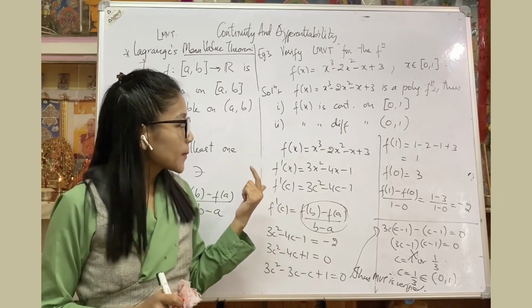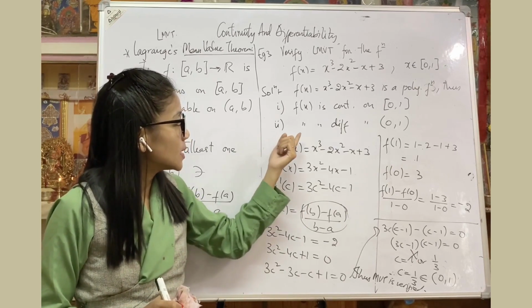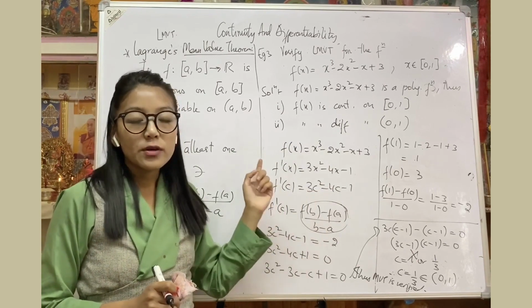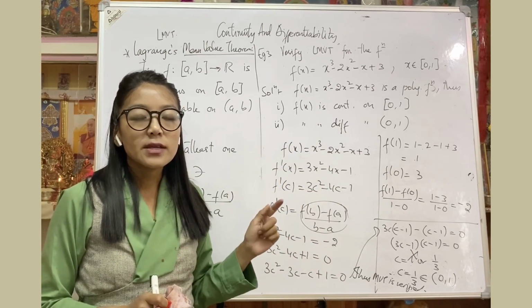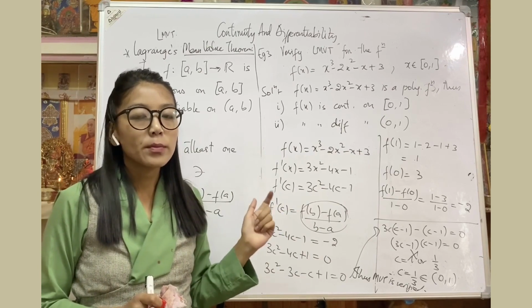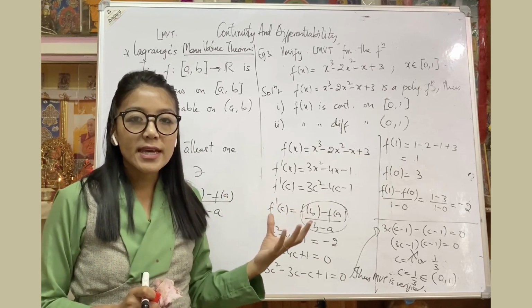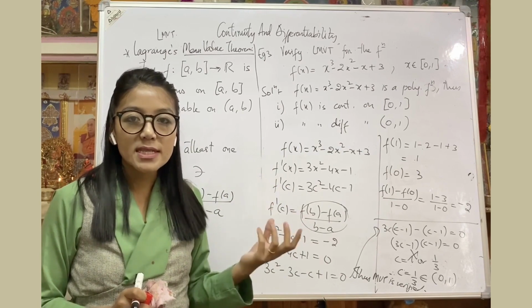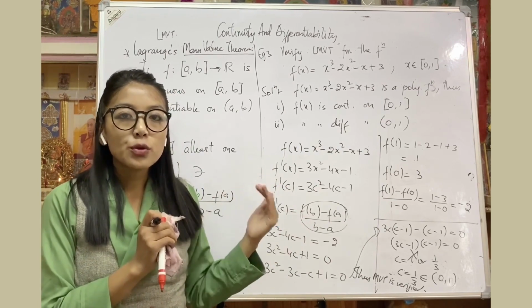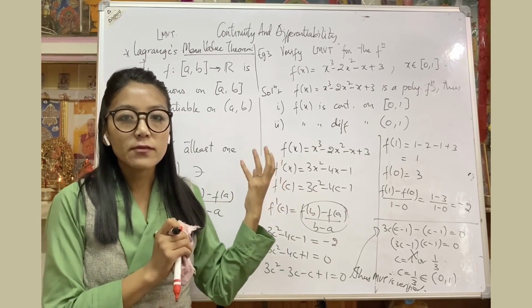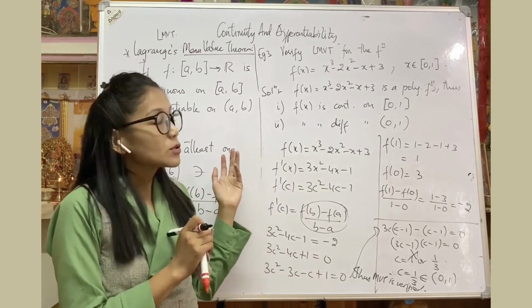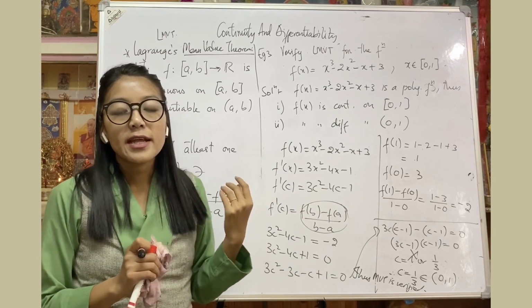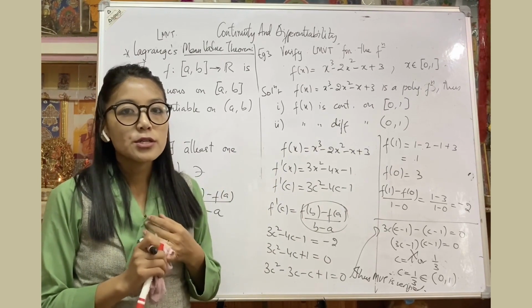So you will say that, and then you will find the value of c by equating f dash of c with f of b minus f of a upon b minus a, and you will always get such a c, at least one c in the open interval a to b, when a function is satisfying the given conditions. Is that clear? Okay, so this is all about the last topic of this chapter, that is Lagrange's mean value theorem and Rolle's theorem.